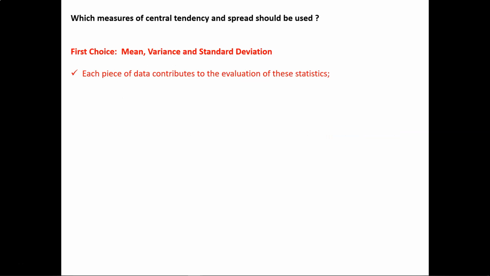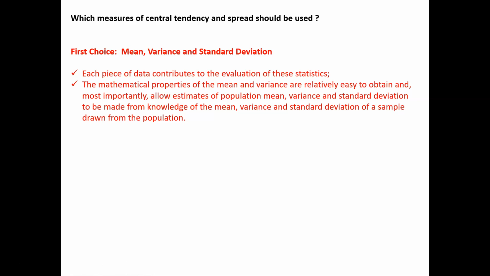Finally, we consider the choice of which measures of central tendency and spread should be used. Our first choice should be the mean for the measure of central tendency and the variance and standard deviation for the measures of spread, since each piece of data contributes to the evaluation of these statistics. The mathematical properties of these statistics are relatively easy to obtain, and most importantly allow estimates of population statistics to be made from knowledge of the statistics gained from samples drawn from the population.